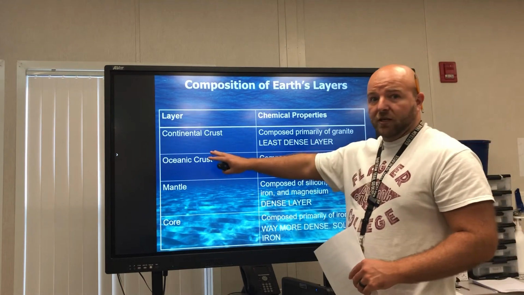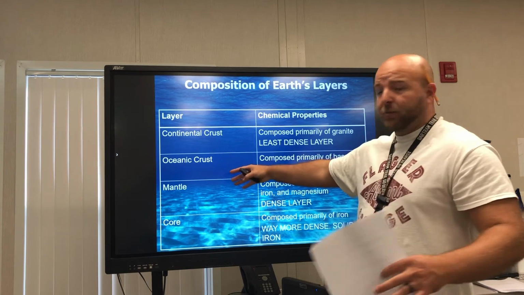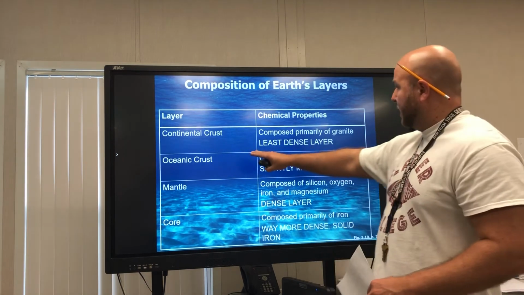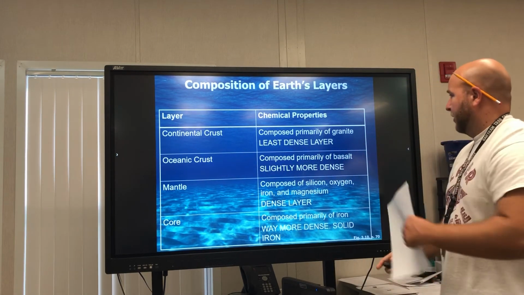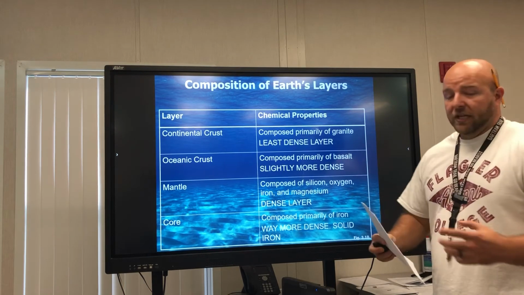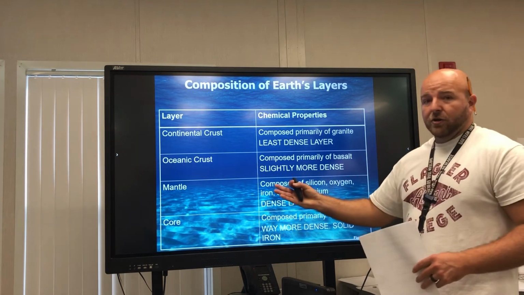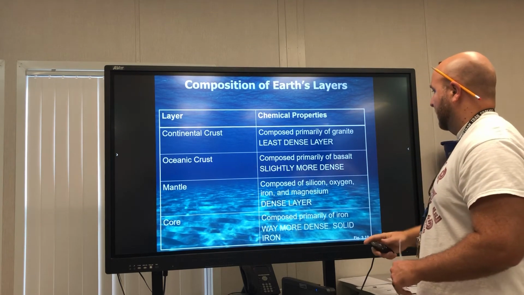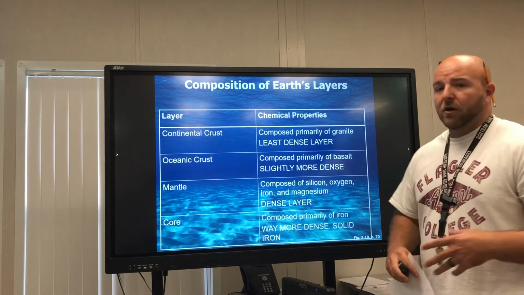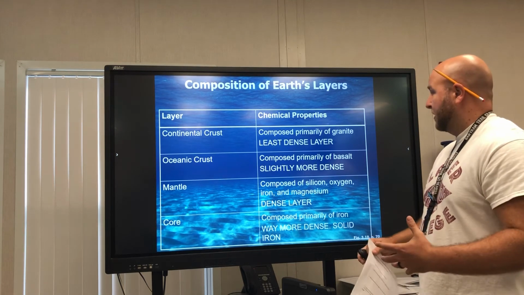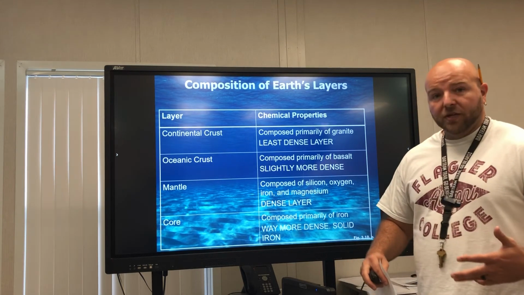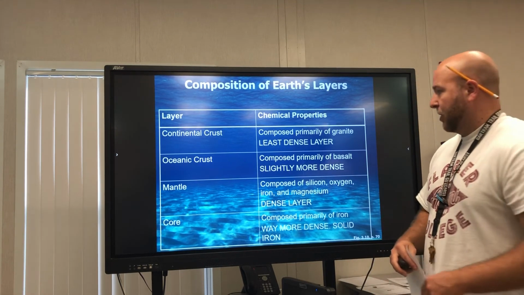So for continental crust, remember, if I go too fast, hit pause. But continental crust is going to be composed primarily of granite. It is the least dense of all the layers. And then below that, you've got your oceanic crust, which is composed primarily of basalt, and it is a little more dense than the continental crust. Not much, but a little more dense. It's still a part of our crust.